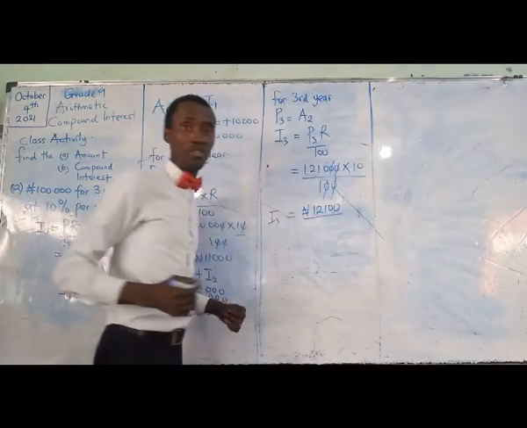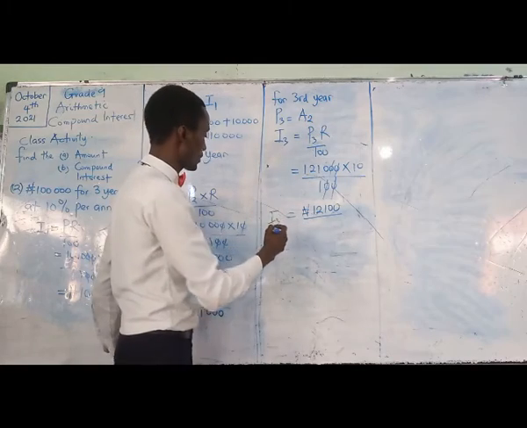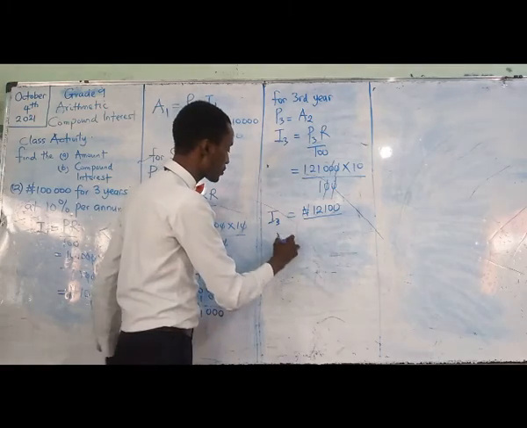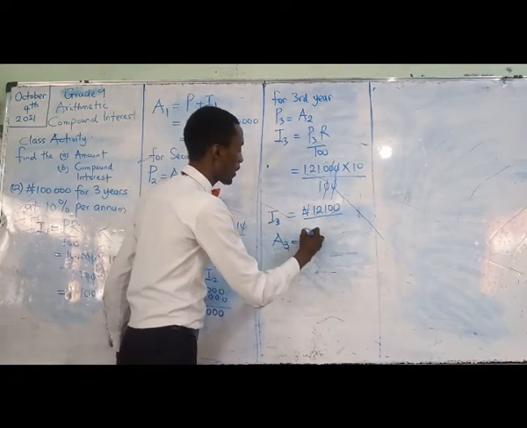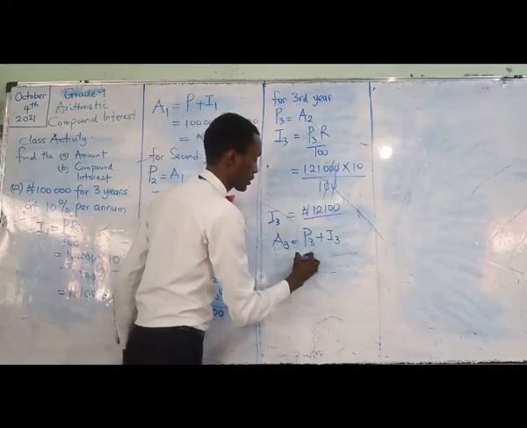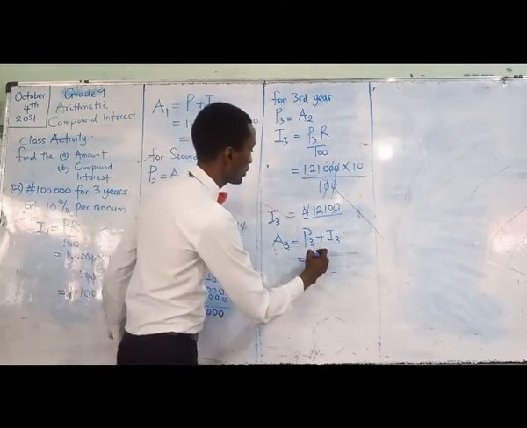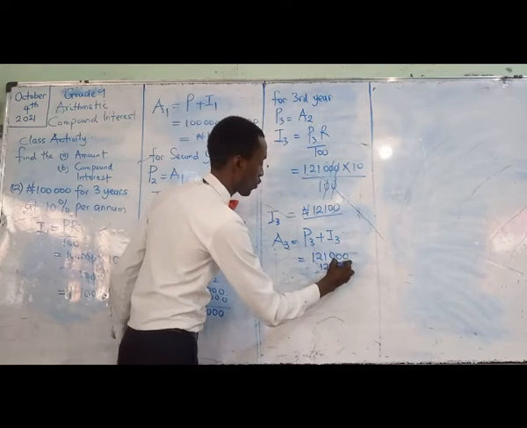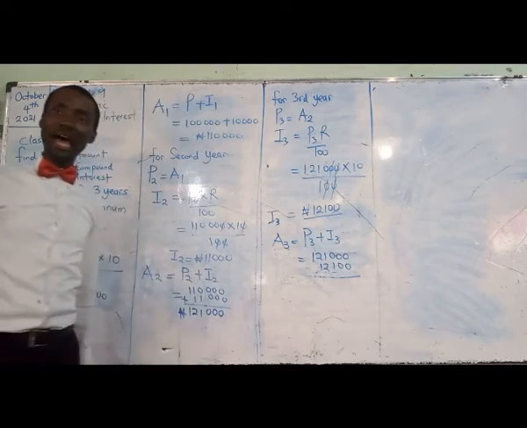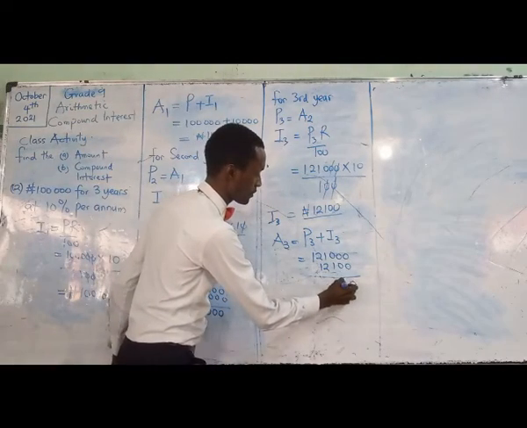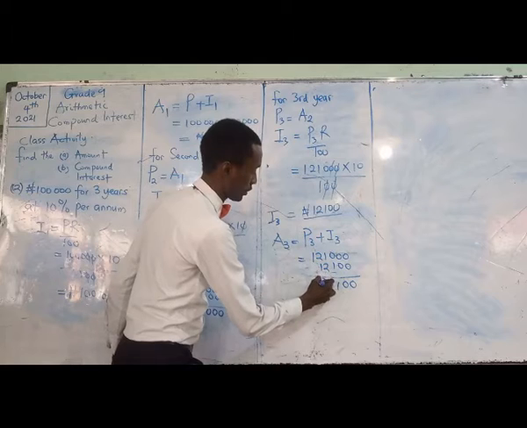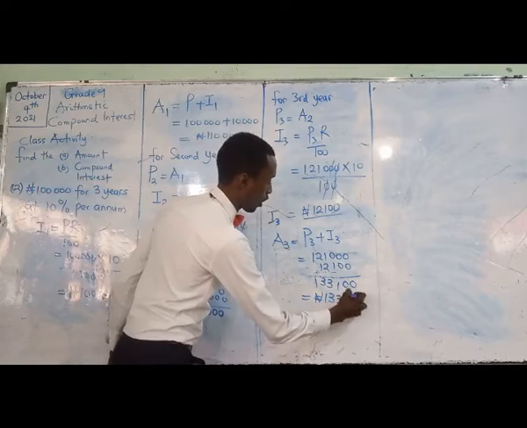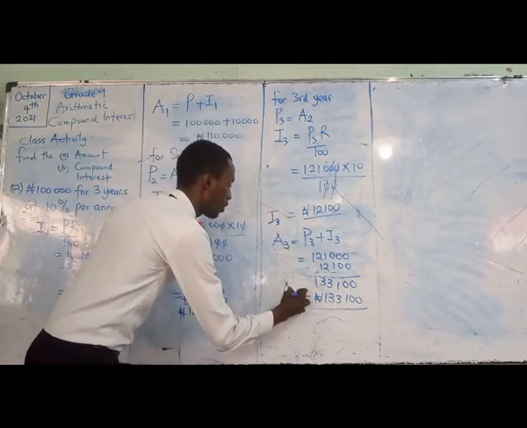So we proceed from there to handle what the amount will be. So the amount of the third year will be the principal of the third year plus the interest of the third year. So what does that give you? That will be 121,000 plus 12,100. So we can add that, and that will give me 133,100. So this is the amount of the third year.